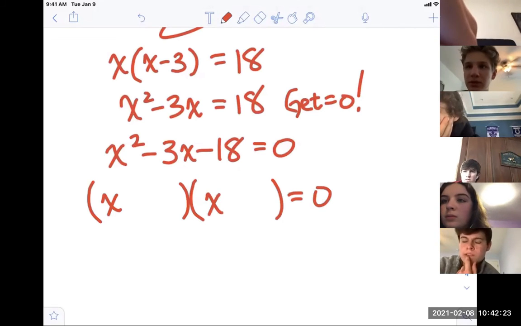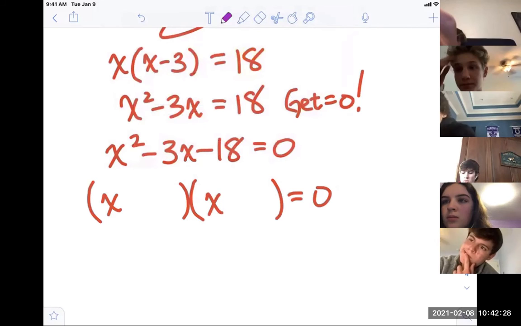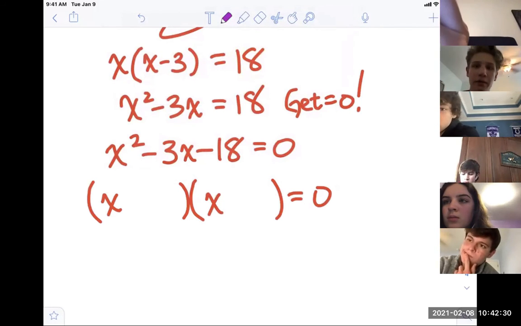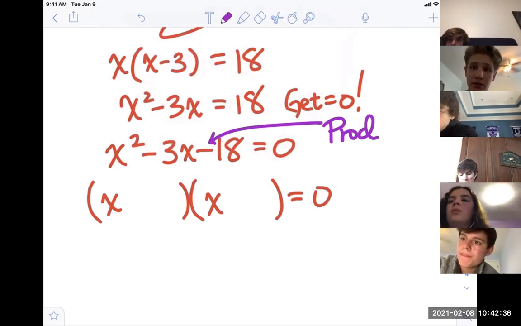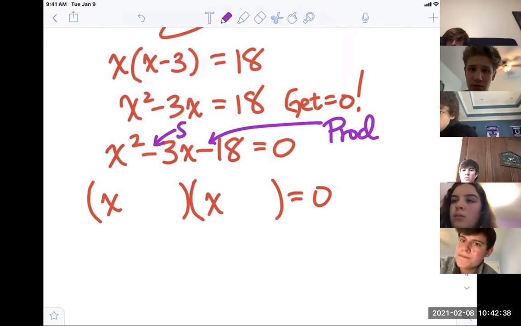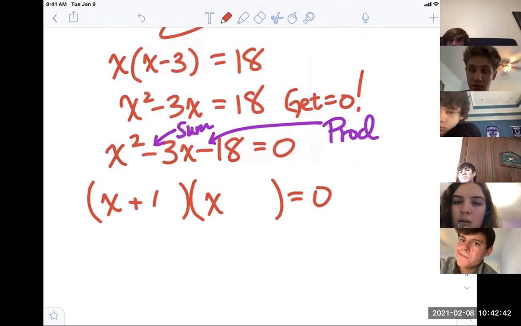So x times x is x squared. We need 2 numbers that multiply to give us negative 3x and 18. So would it just be positive 6 and negative 3? So we're looking for a product of negative 18 and a sum of negative 3. So yes, positive 6 and negative 3.